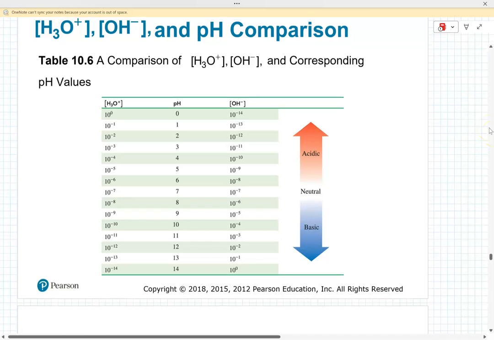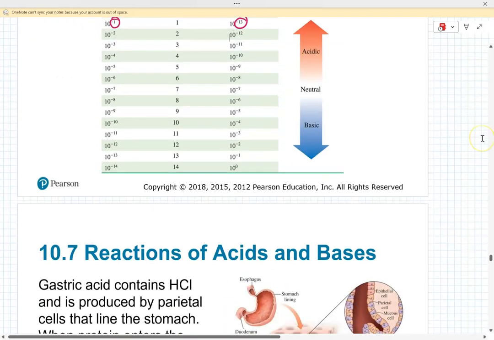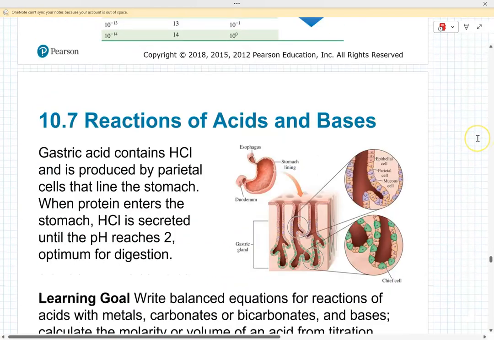Now, I mentioned that you can sometimes use the equality that pH plus pOH equals 14, right? So you can see that these numbers are related: if pH is 1, pOH is 13, if pH is 2, pOH is 12, and so on and so forth. Does that make sense? Okay.